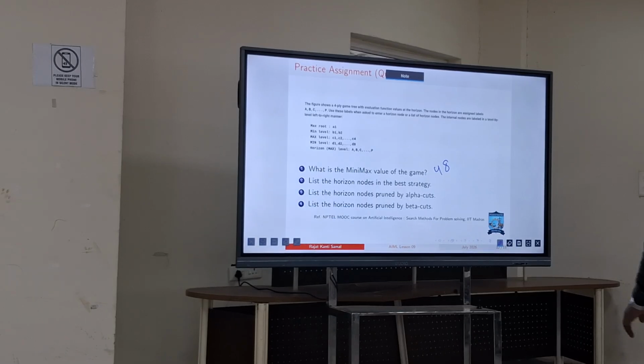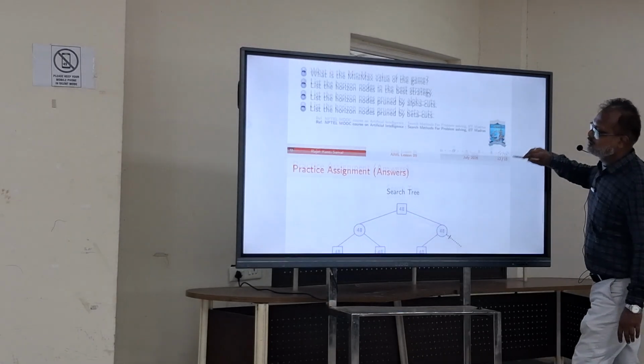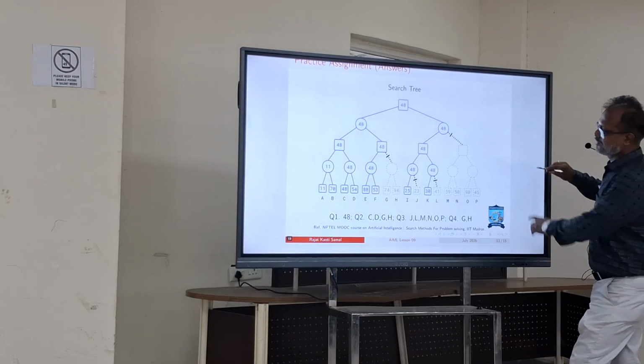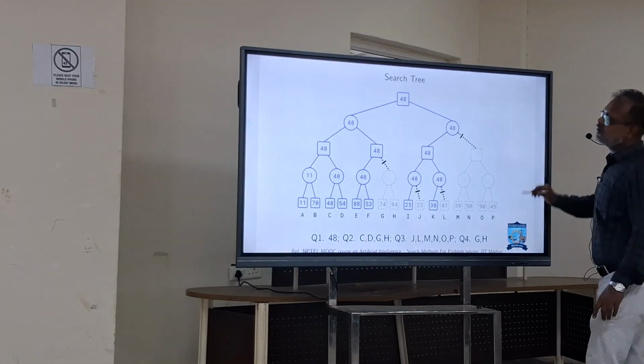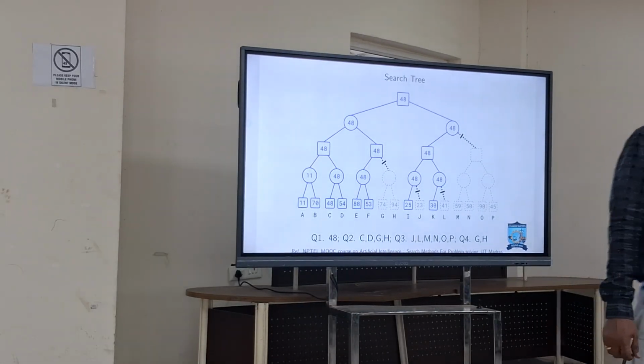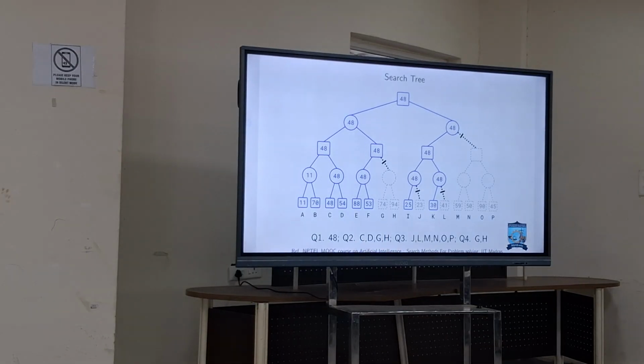Now let's see what is the answer. So first thing you have found out correctly, the Minimax value of the game, which is 48. Okay. Then you have to give some time to find out the alpha cuts. That means for finding out this 48, which branches are not required. You need not traverse at all. So those are alpha and beta cuts. Okay. So that you can find out after proper search. So that you do at home.